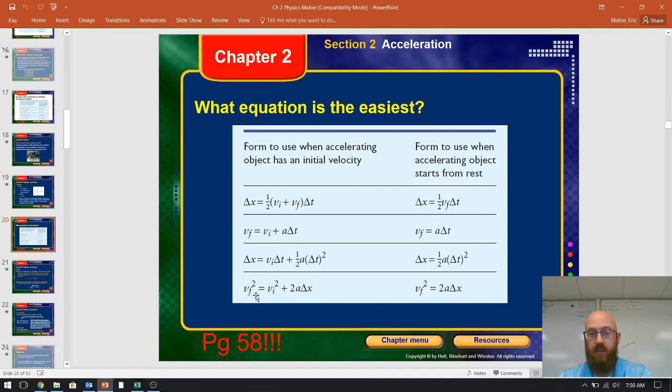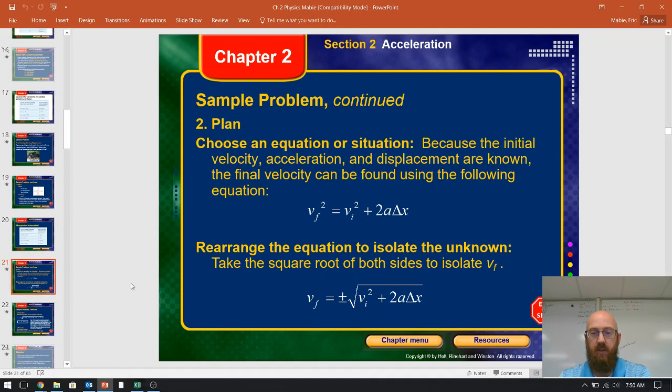Are we at rest to start with? So our initial velocity is 0. Hey, look at that, even simpler. Vf squared equals 2a delta x. I think that's a winner. What do you know? So do they.